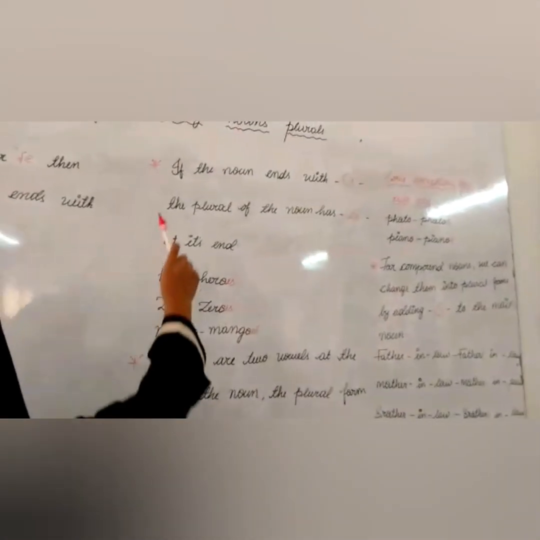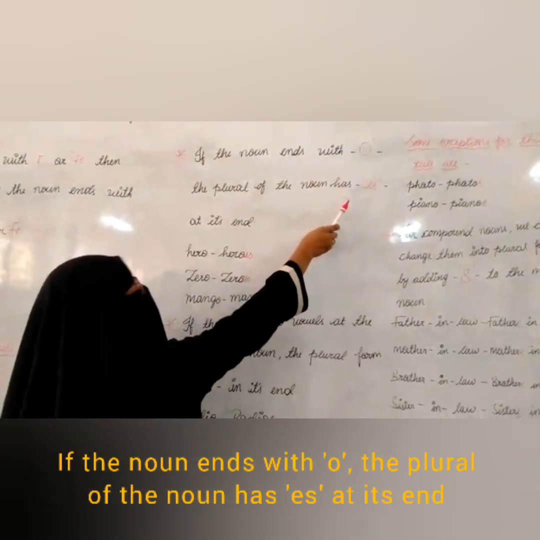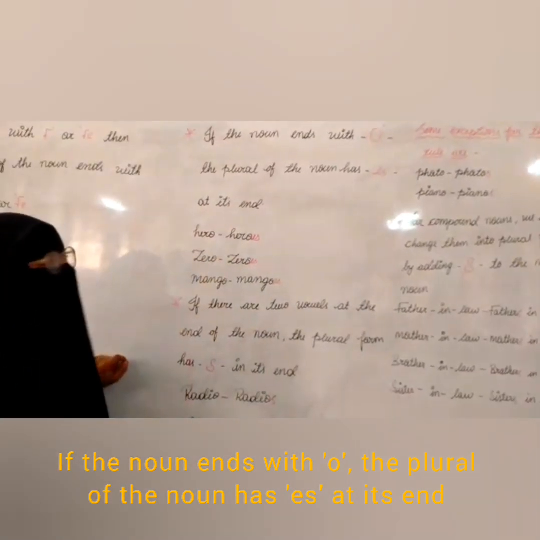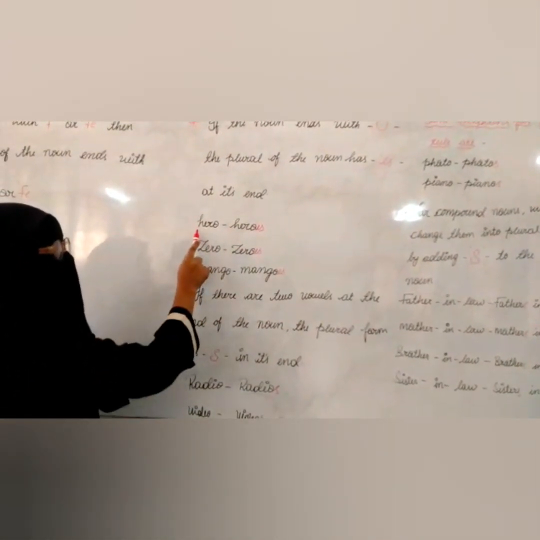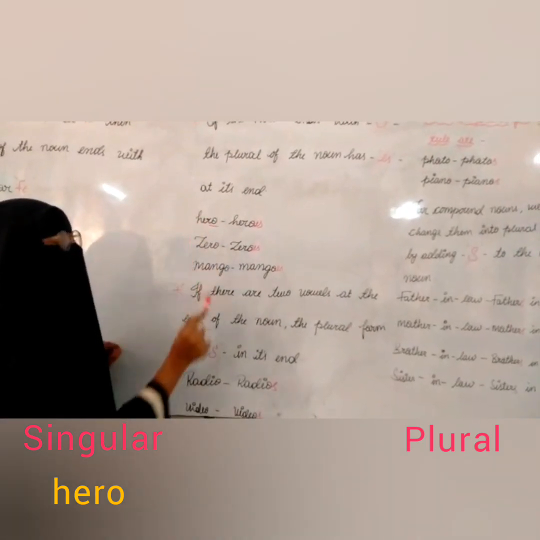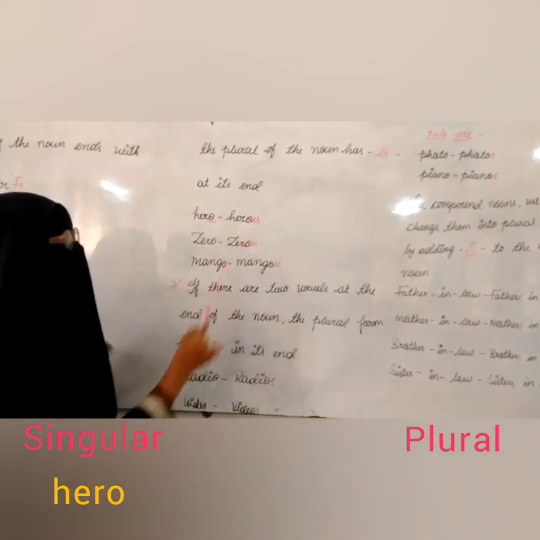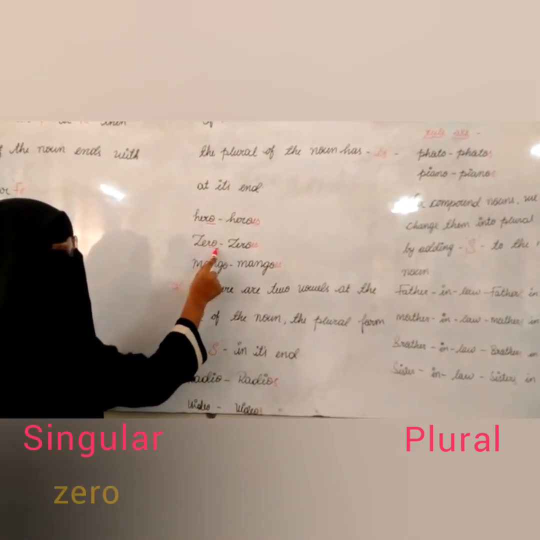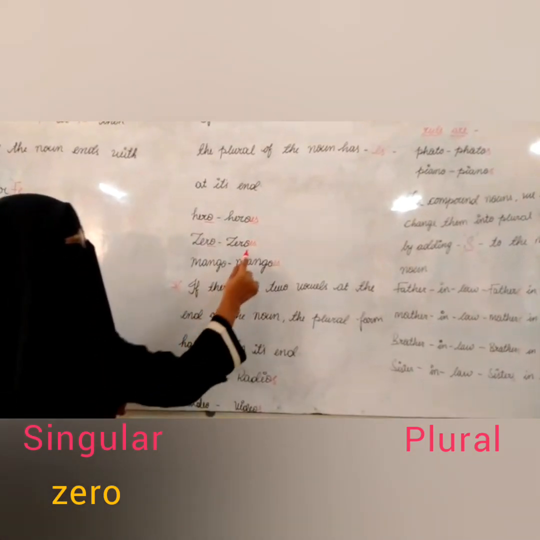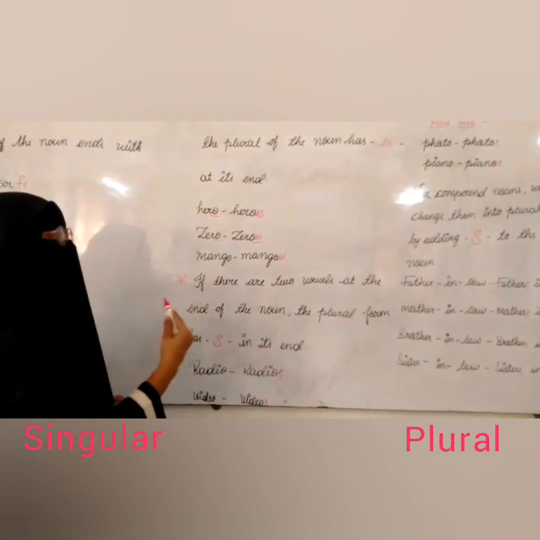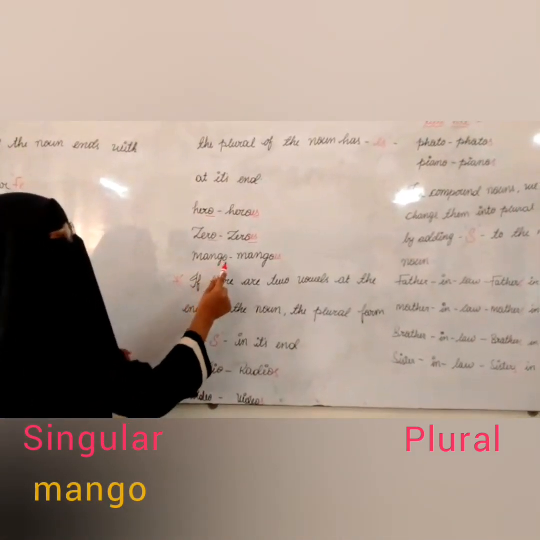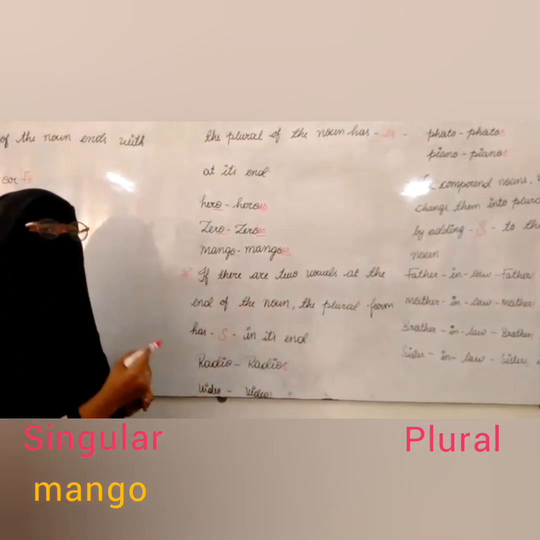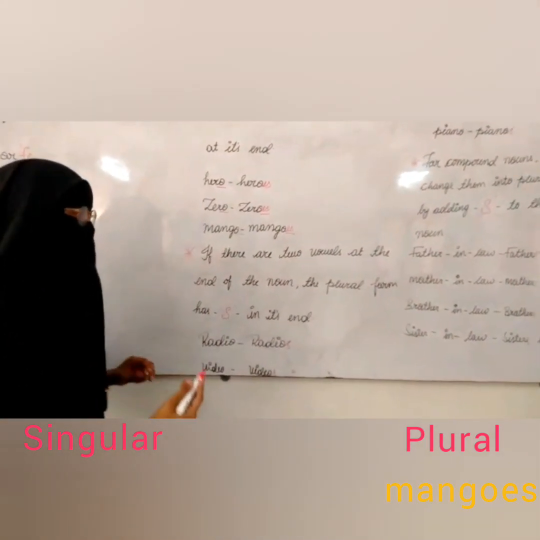Coming to the next rule, that is, if a noun ends with O, the plural of the noun has ES at its end. Let's see the examples here. The word hero ending with the letter O, so we have to add ES to make it plural. Then hero becomes heroes. Like this, the word zero ending with the letter O, so we have to add ES to make it plural. Then zero becomes zeros. The word mango ending with the letter O, so we have to add ES to make it plural. Then the word mango becomes mangoes.